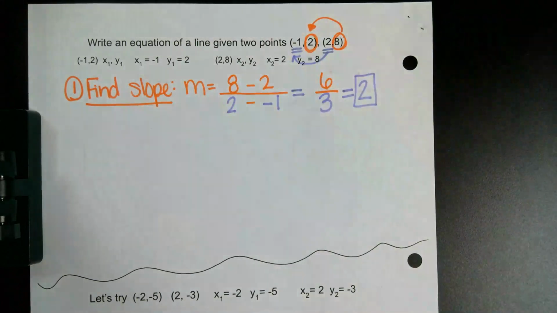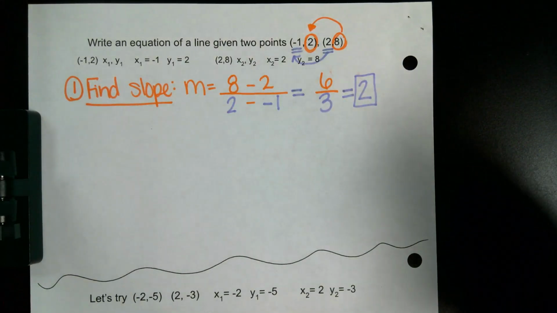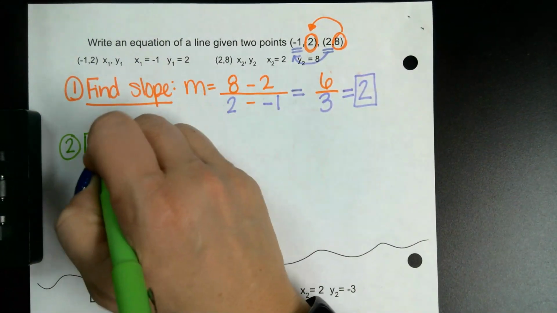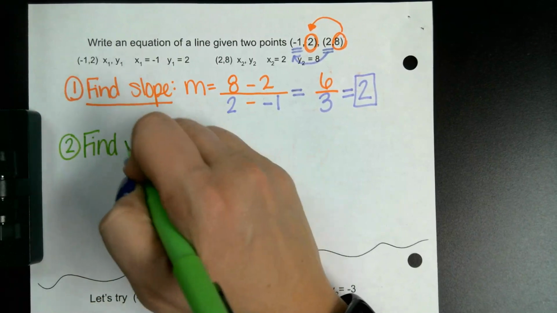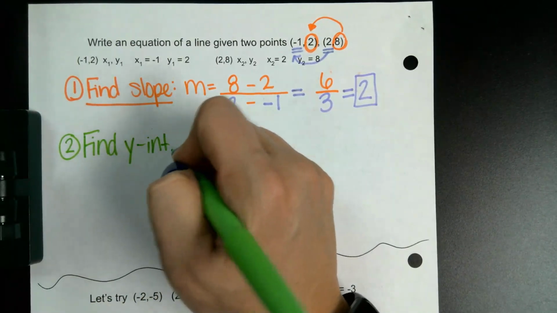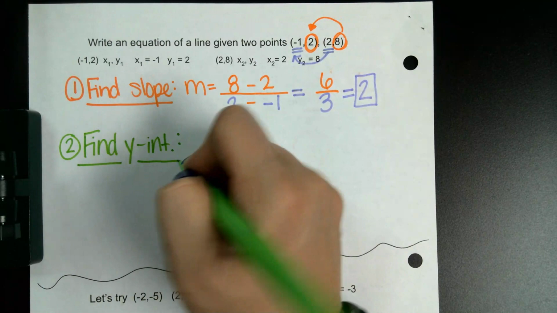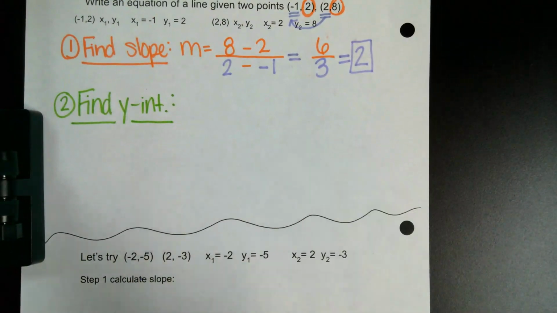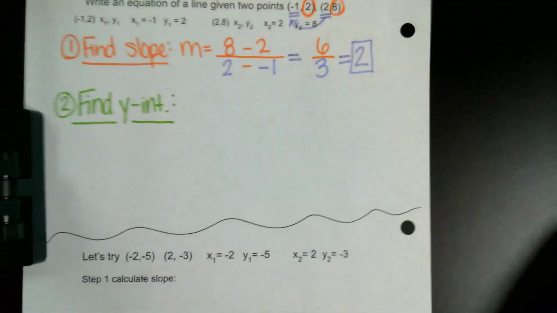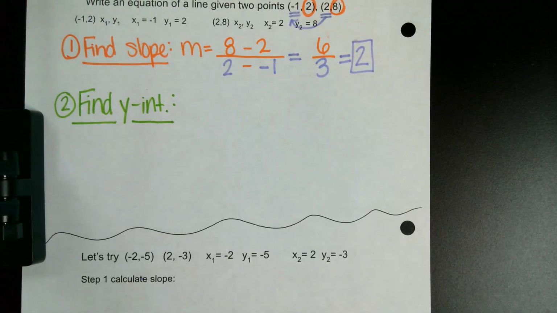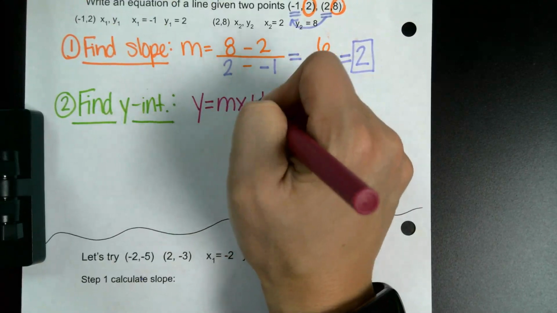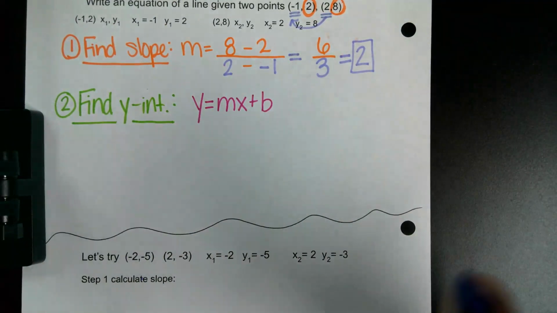Is everybody good with step one, finding slope? Then step two. We're going to find our y-intercept. Anytime you go to find your y-intercept, this is the very first thing I want you to do. I want you to immediately on your paper put slope-intercept form. Like I want to see y equals mx plus b.